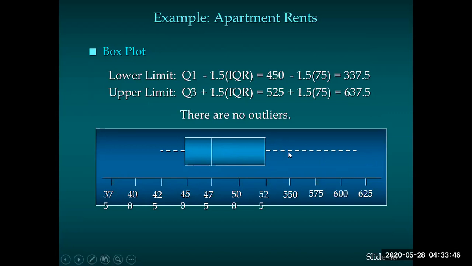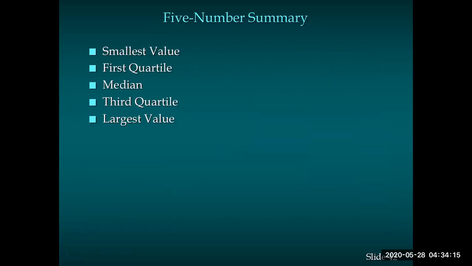Now, how are these dashed lines, or whiskers, formed? For that, we follow a simple formula, because we are now detecting outliers using these quartiles. We compute a lower limit. The lower limit is computed from Q1, and you have to subtract 1.5 times the interquartile range. Now, what is the interquartile range? The interquartile range is the difference between the third and the first quartile.